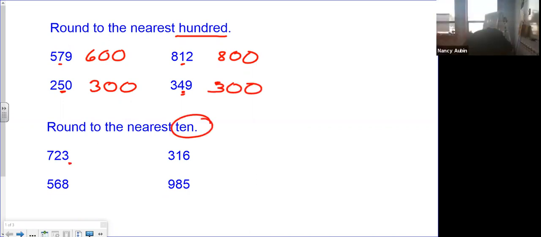Now round to the nearest 10. So this time you have to look at the digit in the ones place. Good luck. Hold it up when you have it. Ooh. Max Giesberg's got it figured out. 10, not 100. Round to the nearest 10. You're looking at the digit in the ones place now. Be careful.